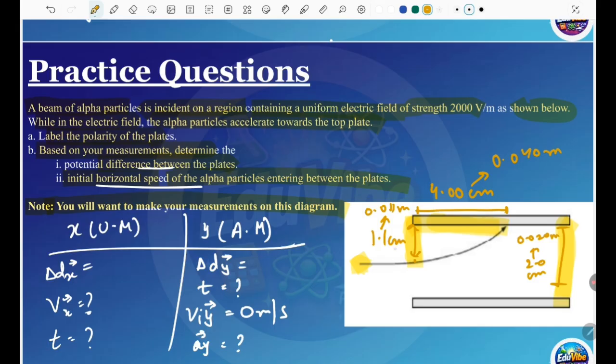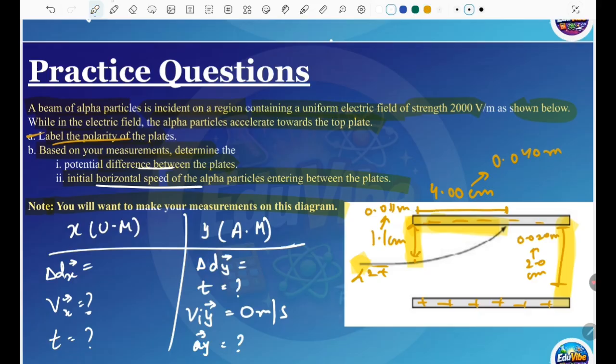From that, the alpha particle is positive. This means it is alpha 2 plus, and it goes up. This means the upper plate is negative and the lower plate is positive. So this is the polarity we have to label on the table. So the A part we have already done. We have to do the B part, the first and second parts of B.